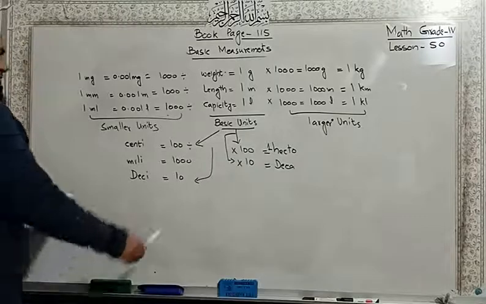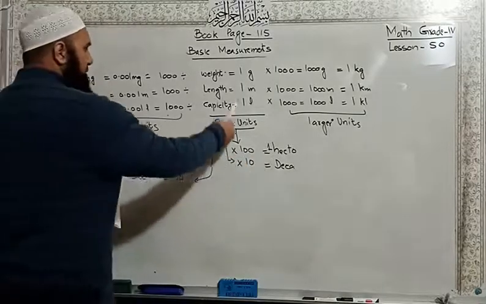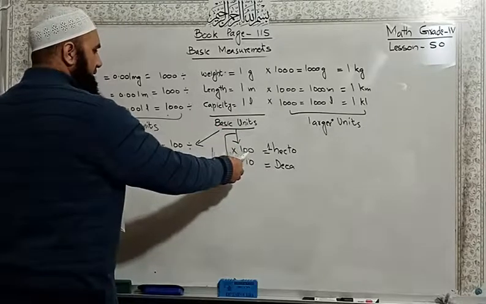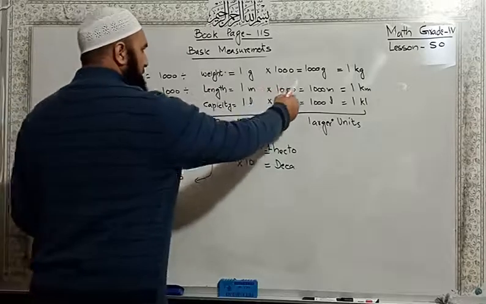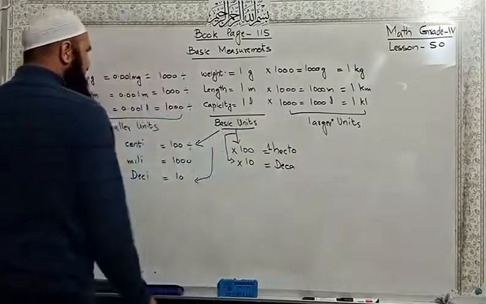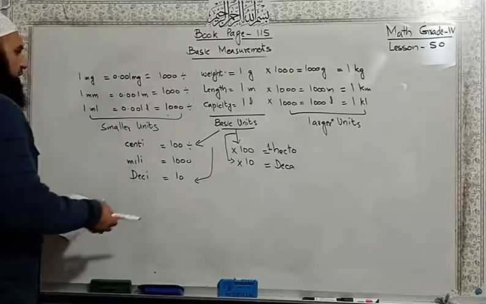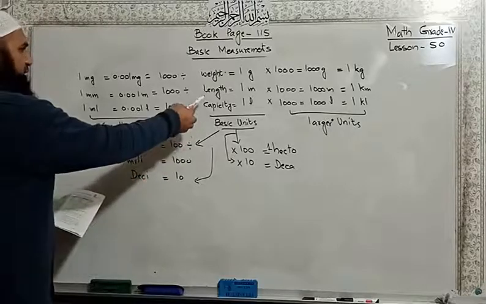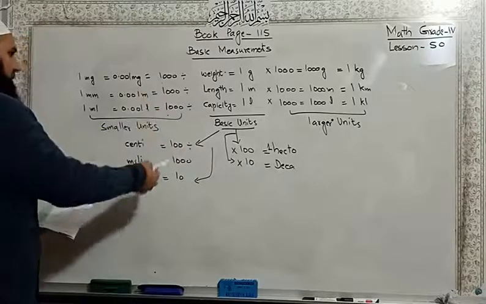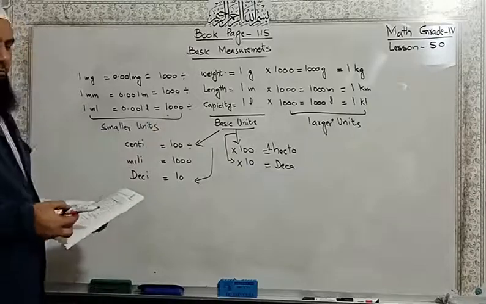So for multiplication by 10, we get deca. For multiplication of basic units by 100, we get hecto. For multiplication of basic units by 1000, we get kilo. And for division and smaller units, if we divide by 10, we get deci. If we divide by 100, we get centi. And if we divide by 1000, we get milli.